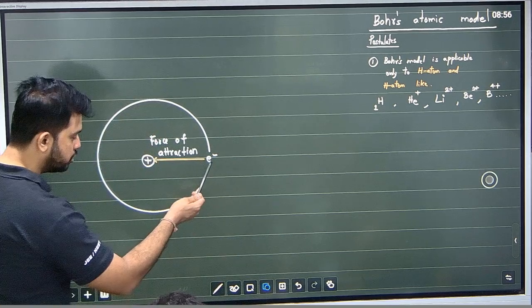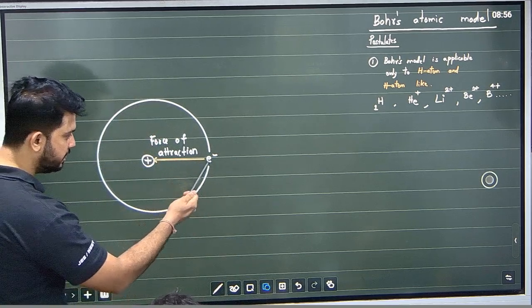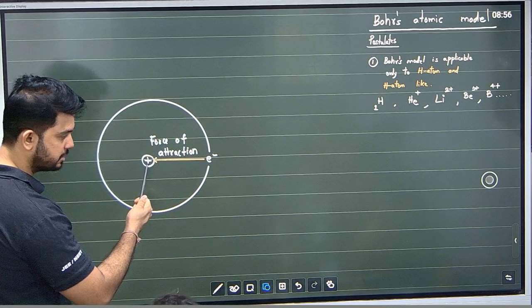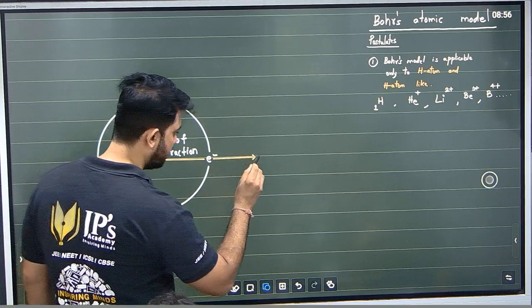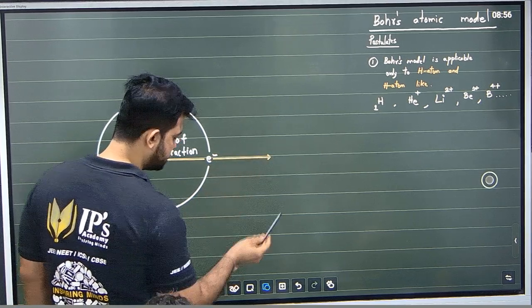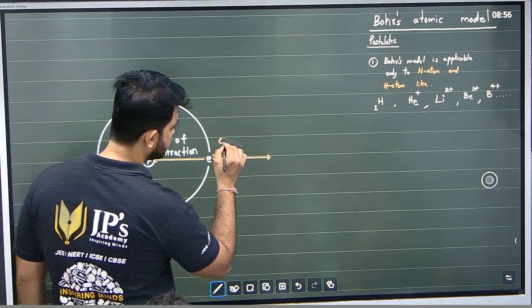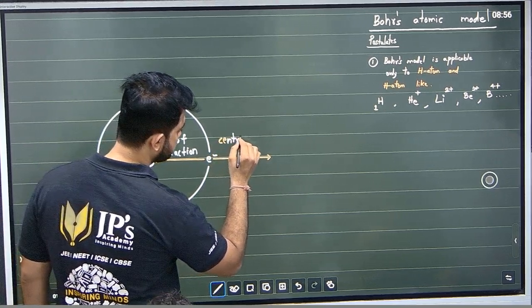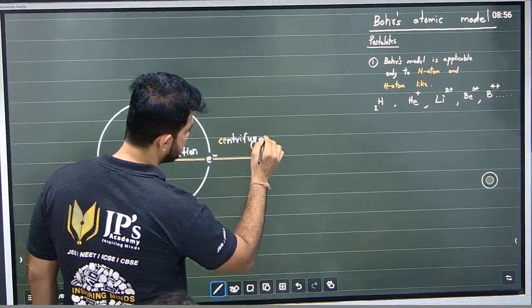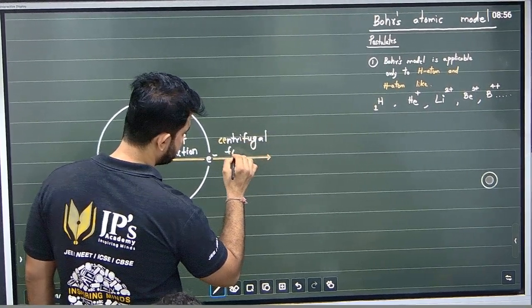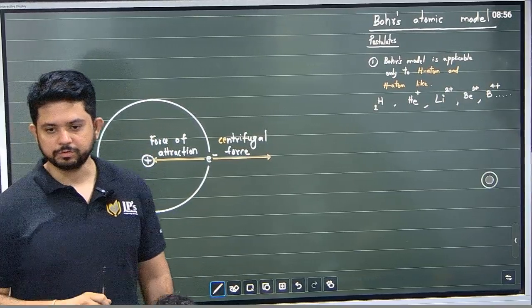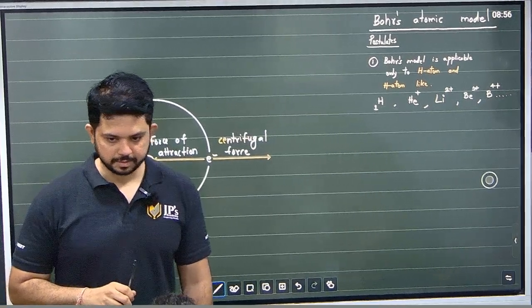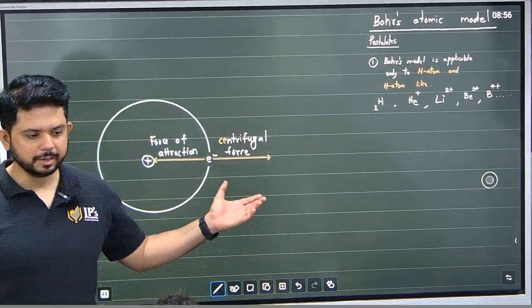So the force of attraction which is present between the electron and the nucleus is balanced by which force? A force which is acting outwards and which is called as centrifugal force. Did you people get that? Okay, 10th standard, I think you just had the name of the force.